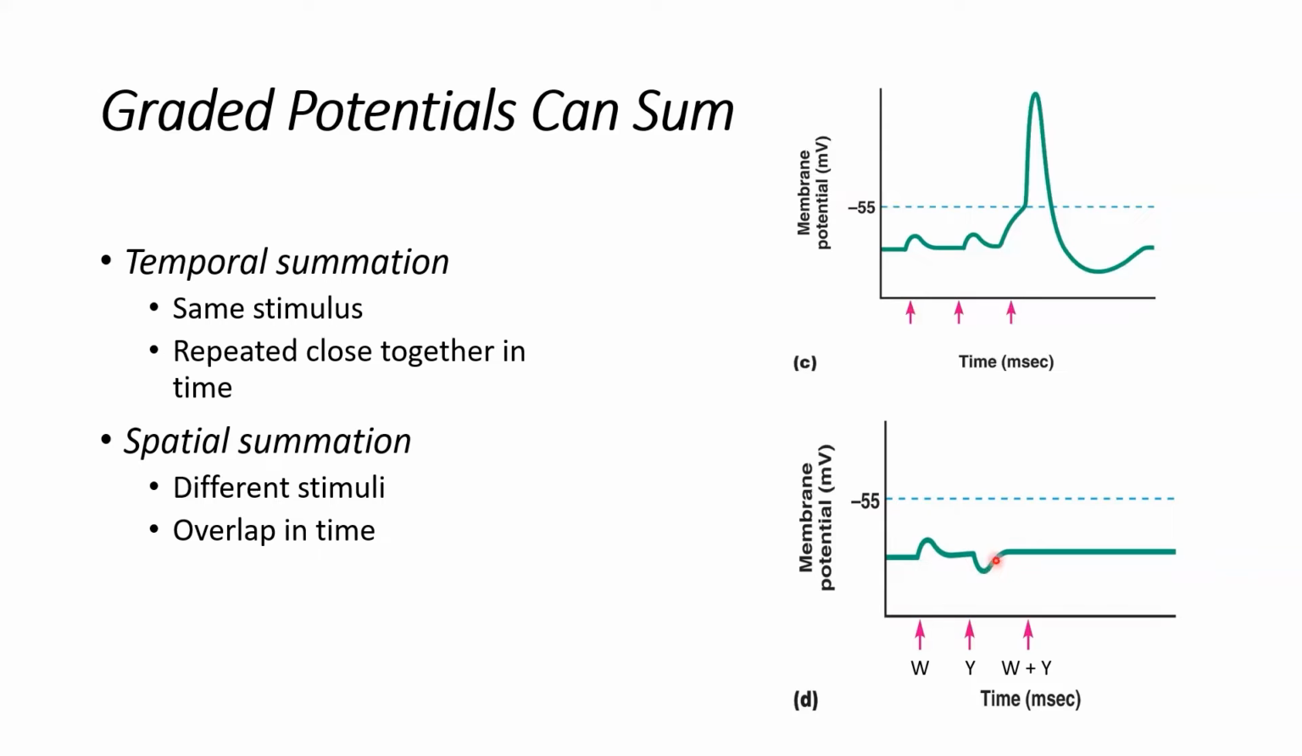They both cancel out. So graded potentials have the ability to sum, to be cumulative, or to be added together. It can be temporal summation: same spot on the neuron, just a difference in time, coming one after the other. Or spatial summation: different spots on the neuron, all coming in at the exact same time. They overlap in time.